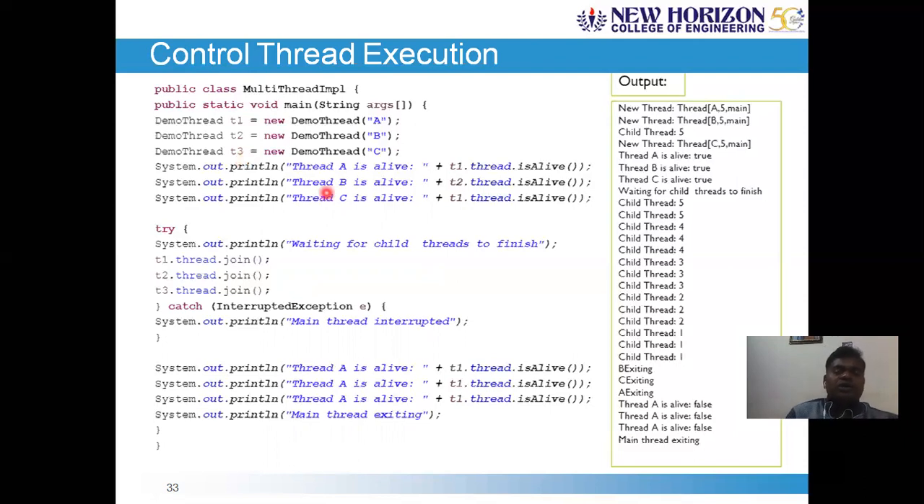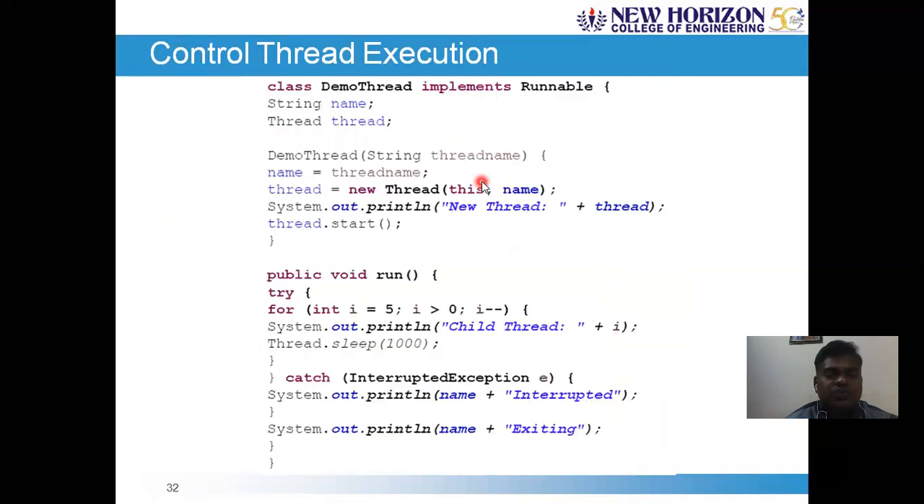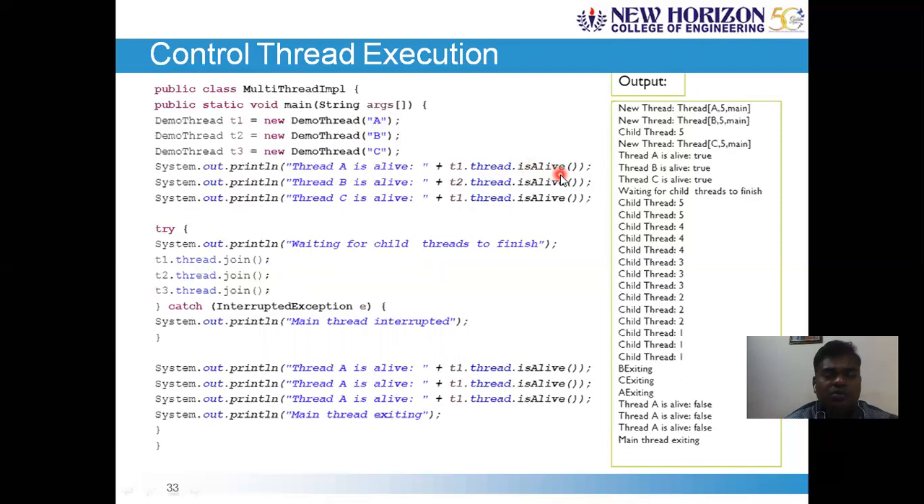Further, you try to test the isAlive method. I want to test whether my thread A is running, and whether thread B is running, and similarly for C. So is thread A alive? T1 is the demo thread object, T1 dot thread. This thread is an instance variable that you created. Dot isAlive tells whether thread A is alive or not.